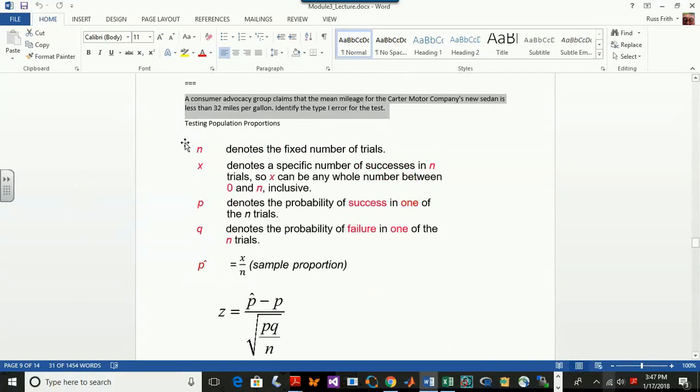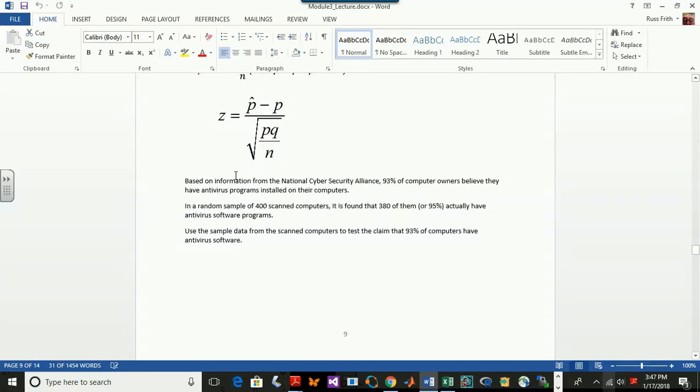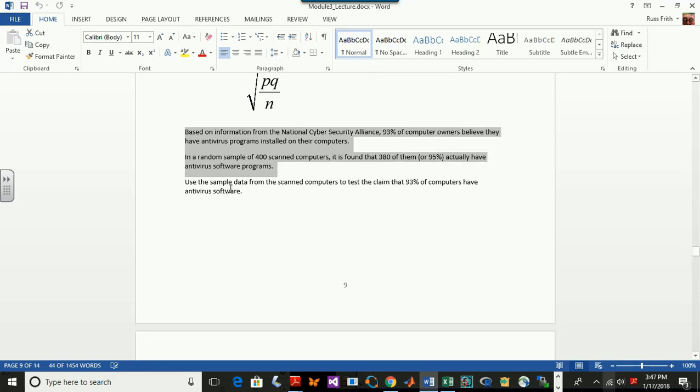So testing population proportions, as before, we've seen this already. Okay. And so here's a worked example. Based on the information from the National Cybersecurity Alliance, 93% of computer owners believe they have antivirus programs installed on their computers. A random sample of 400 scanned computers found that 380 of them, or 95%, have antivirus software. Use the sample data of the scanned computers to test the claim that 93% of computers have antivirus software.